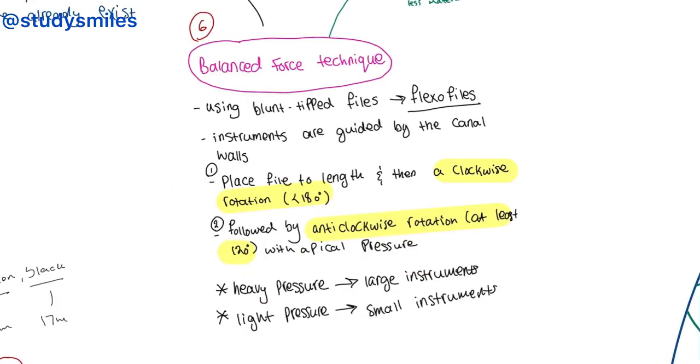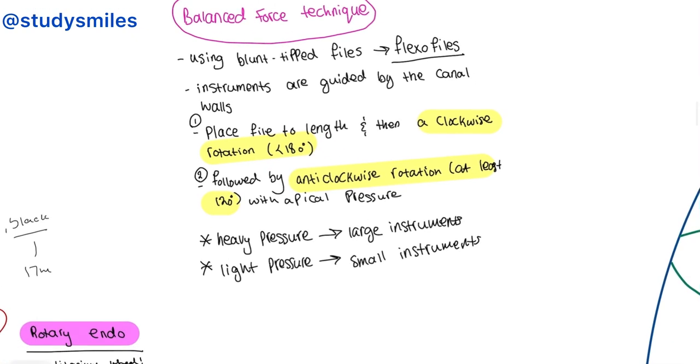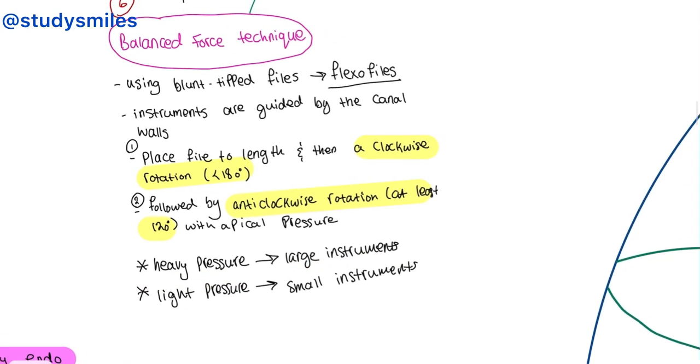Now we'll move on to the balanced force technique. In this technique we use blunt-tipped files, which are also called Flexofiles. Instruments are guided by the canal walls. They place the file to length and then do a clockwise rotation of less than 180 degrees, followed by an anti-clockwise rotation of at least 120 degrees with apical pressure. Heavy pressure requires large instruments, and light pressure we do with the small instruments.